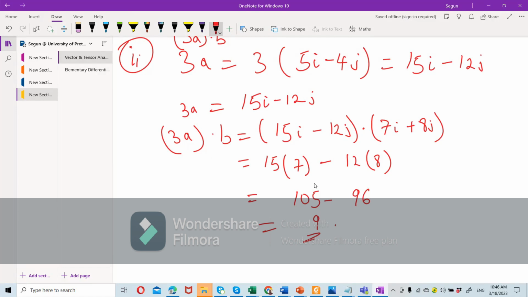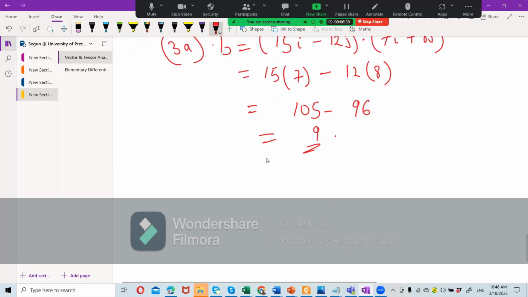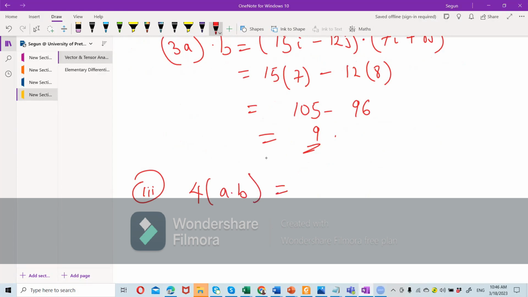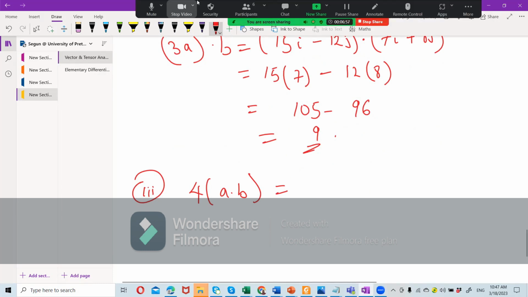Everybody, can we do the last one by ourselves? Let's see what you get. The last one says Roman figure 3 is 4 in bracket A dot B. All you need to do is find A dot B and then multiply your final answer by 4. So let's do it now. I'll give us a minute.